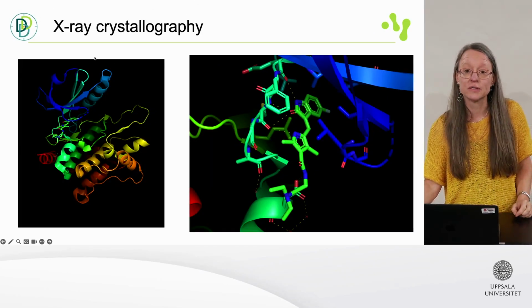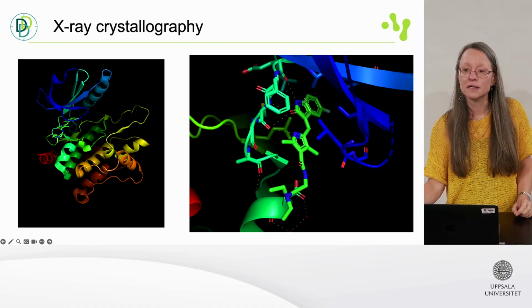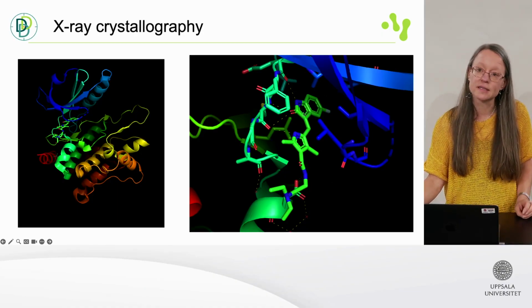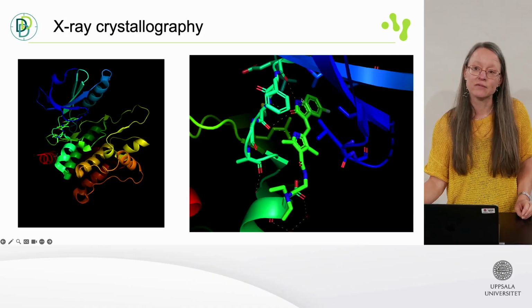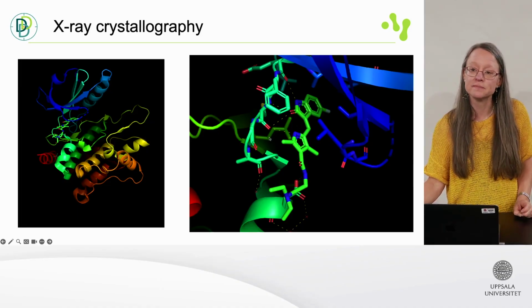And here's another way of showing this. We have the protein here, and then we zoom in on the active site here. And that's what the compound looks like when it's bound. This is a kinase, and this is sunitinib, a very well-known kinase binder that's bound here. Then we can see which interactions. Here we have interactions that are called the hinge binding region.